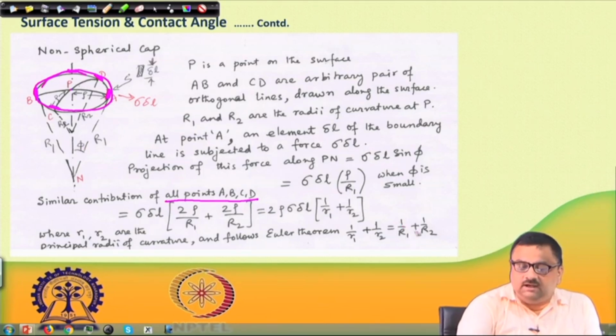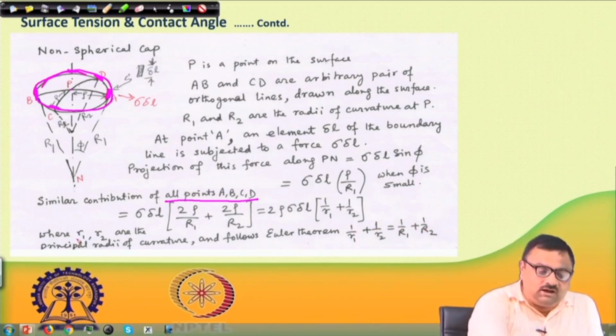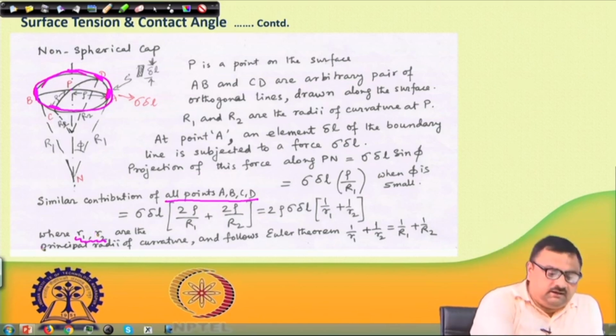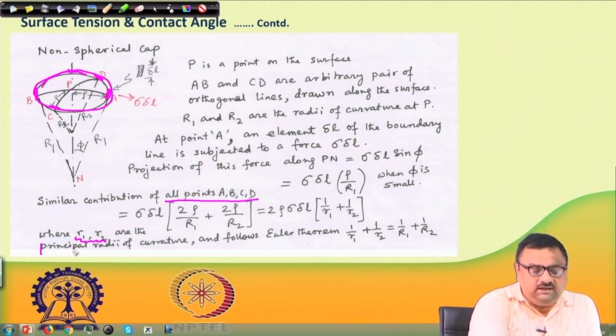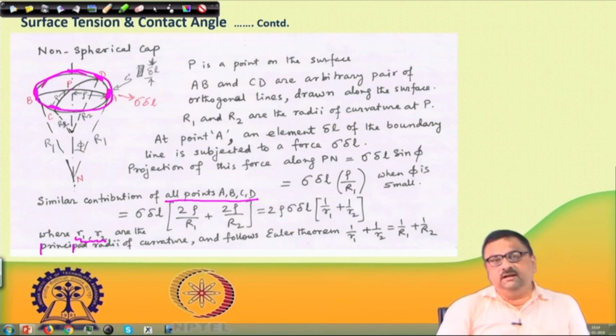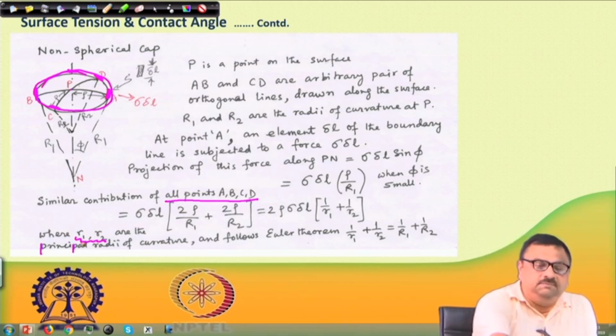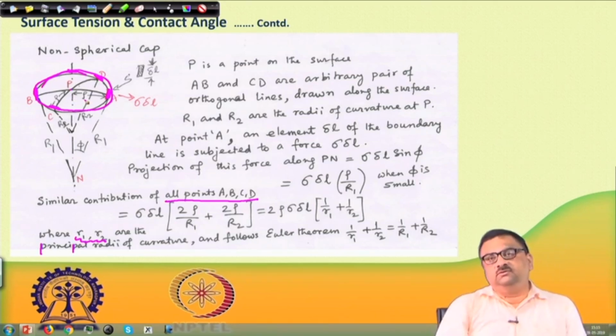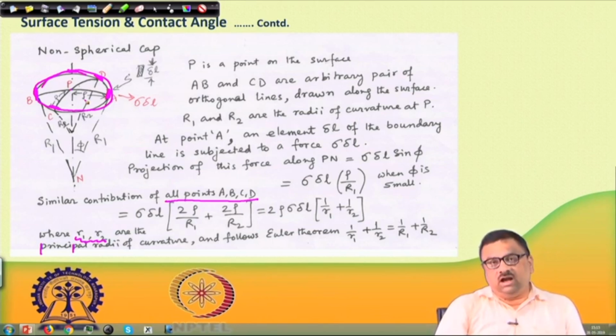R1 and R2 are the 2 radii of curvature, and then we said that because of Euler's theorem, 1 by capital R1 plus 1 by capital R2 is equal to 1 by small r1 plus 1 by small r2, where small r1 and small r2 are the principal radii of curvature. So, what are the principal radii of curvature? That is generally the maximum and the minimum. Because you can have multiple radii of curvature, out of those the minimum and the maximum, those two are represented by small r1 and small r2.